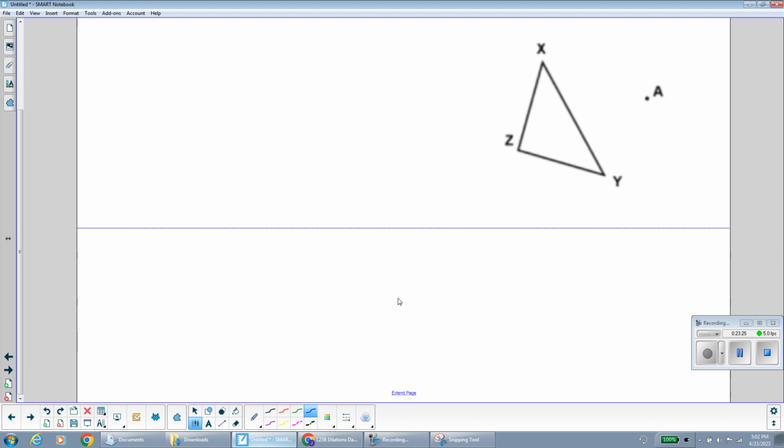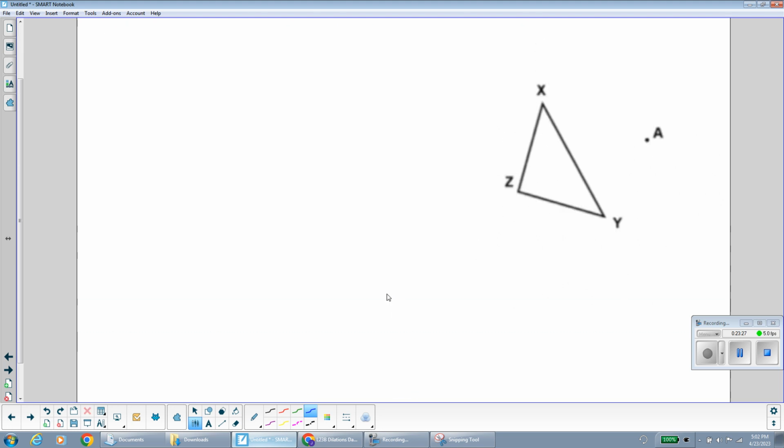So let me get some more space here so I can have as much space as possible. Okay, so what I'm going to do first is I'm just going to use my straight edge to start at the center of dilation, go through the pre-image points, and just extend a bit after that.